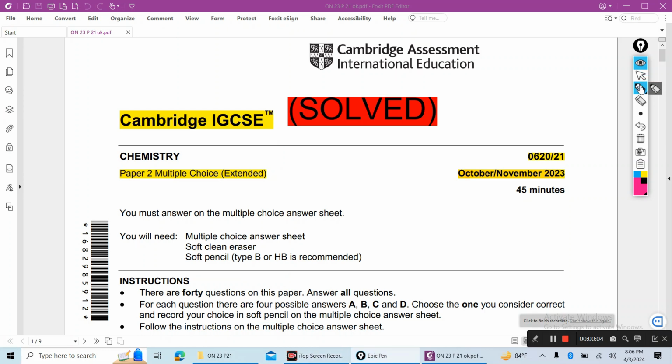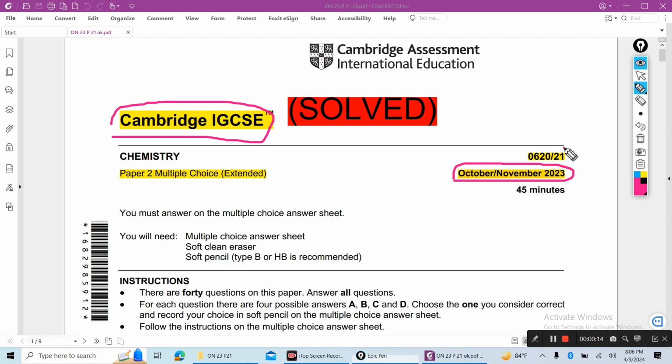Hello students, today I will discuss Cambridge IGCSE Chemistry October-November 2023 paper 21, multiple choice extended.